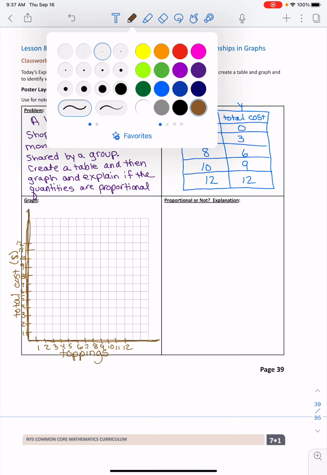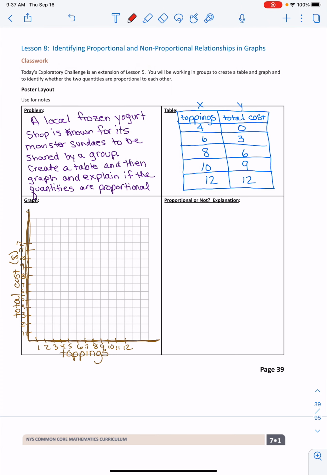So now for my points, I'm going to make them red. So now we have 4 toppings will cost us 0, which is right here. Then we have 6 cost us 3, which is right here. Then 8 and 6 is right here. 10 and 9 is right here. And then 12 and 12 is right here.